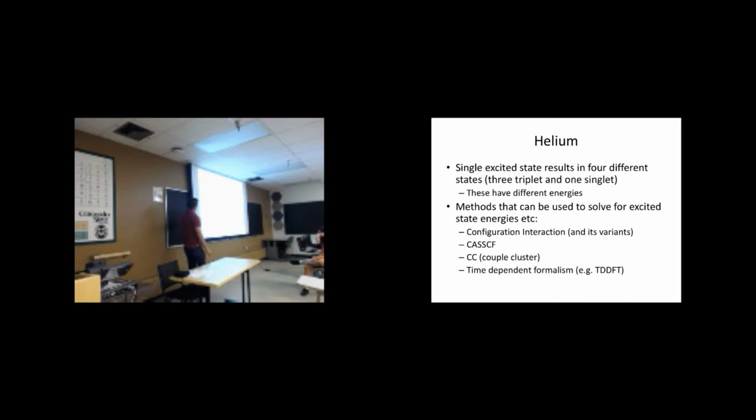The methods that can be employed in Gaussian, for example, to try to get at these other determinants of our system, are configuration interaction and its variants, which we may or may not talk about, CAS-SCF, which could be argued as a variant of configuration interaction, coupled cluster, and then time-dependent formalisms like TD-DFT, which we will not talk about today. So instead of belaboring the theory on this, let's actually do some calculations and look at some orbitals and see how these things are computed.